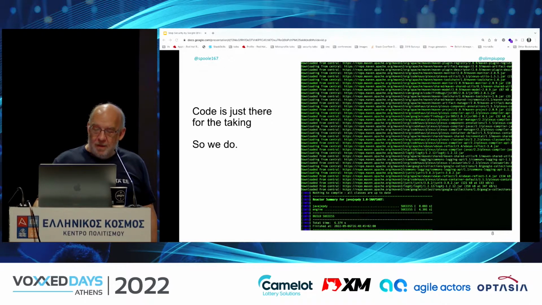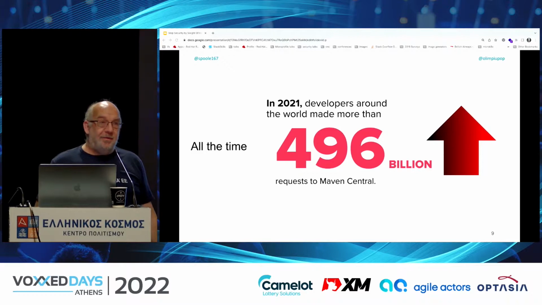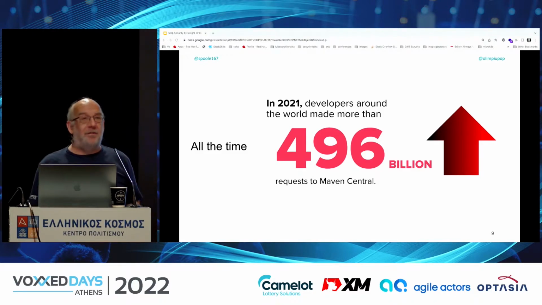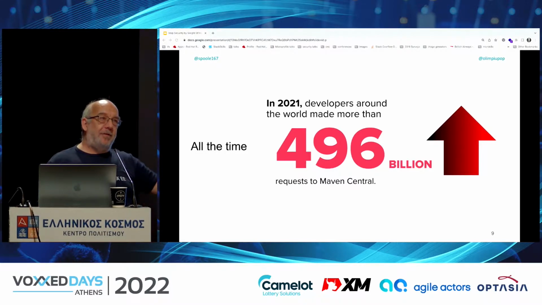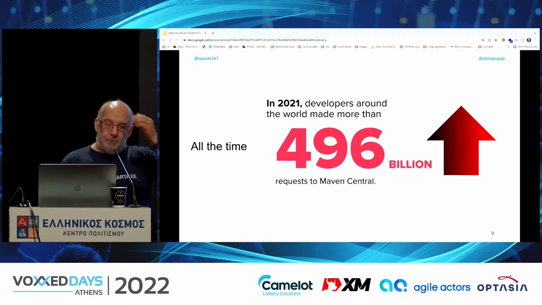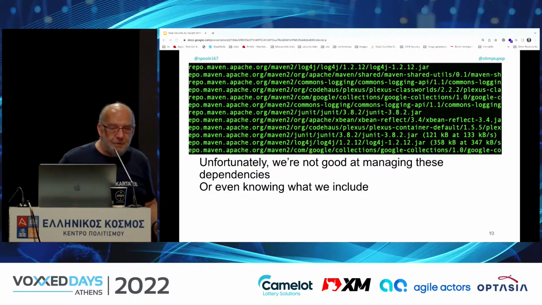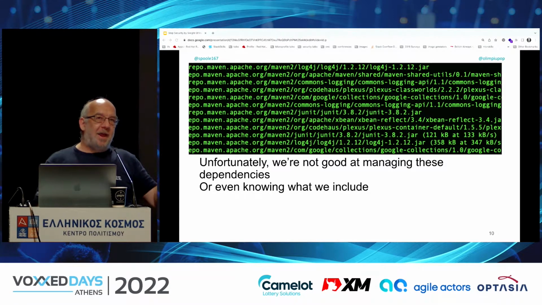Now, the interesting thing, since it mostly comes from Maven Central, is how much of this is going on. 496 billion requests in 2021 to Maven Central for binaries. That's how much is out there. That's how much people are consuming it. It's a big number, right? Thing is, we're not very good at understanding what we download.